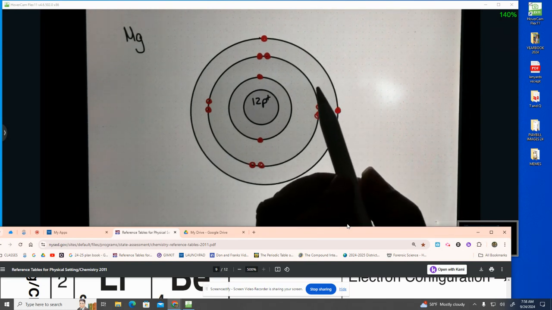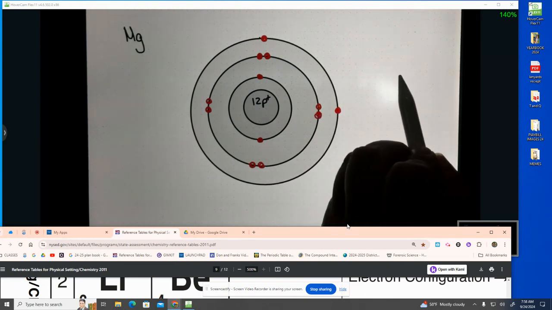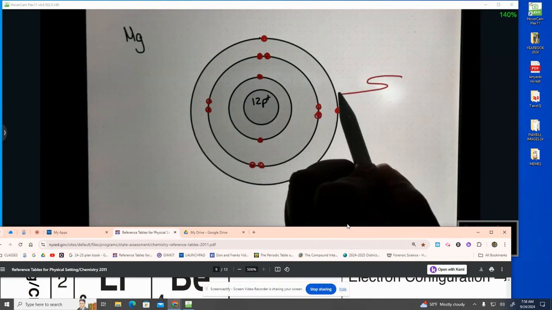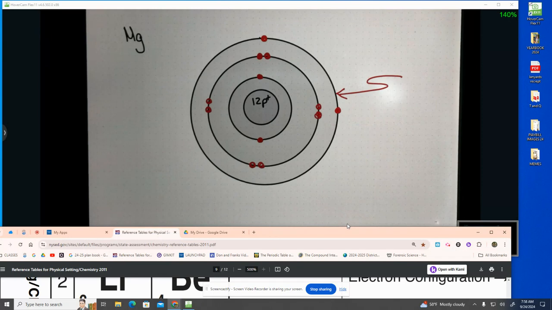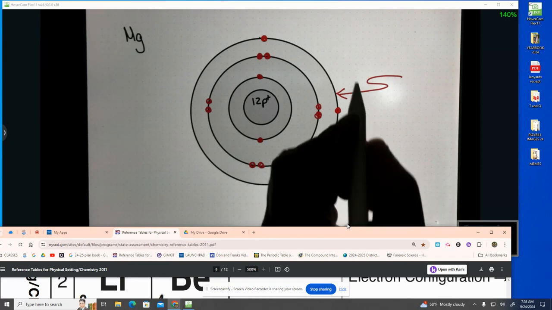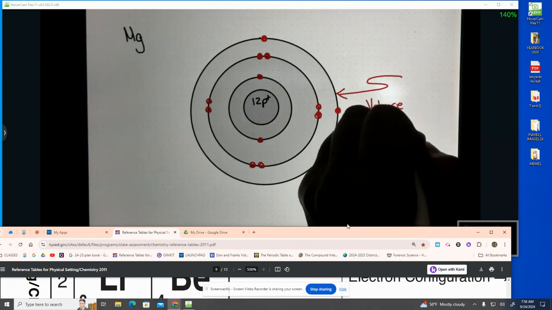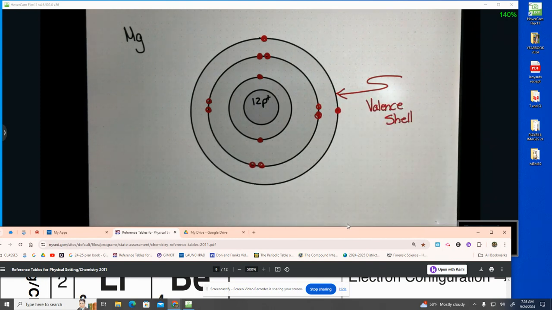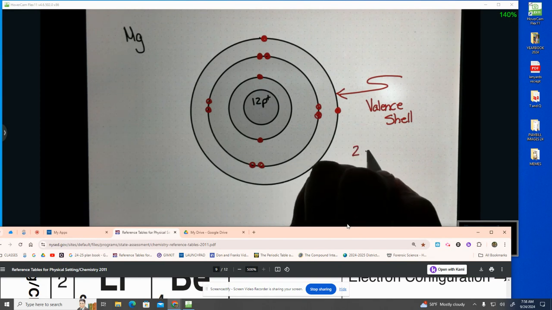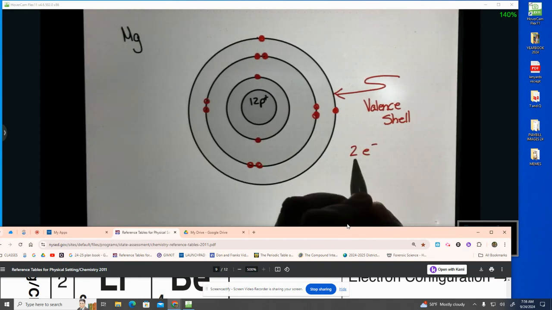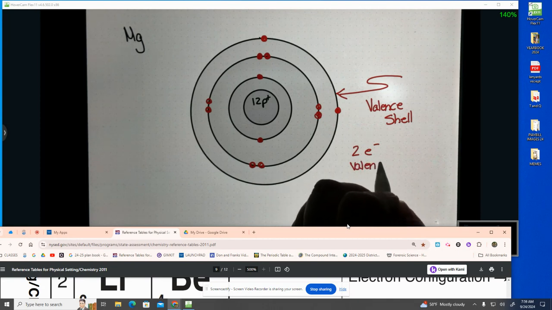I don't know if I told you this yesterday, so I'm going to ask this question and I'm going to know in a second. Does anybody know what this outside ring is called? The valence shell. Good, so I did tell you. It's called the valence shell. How many valence electrons does this magnesium have? 2 valence electrons. Okay, so these are valence electrons.